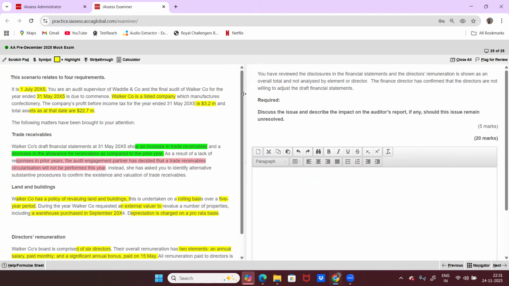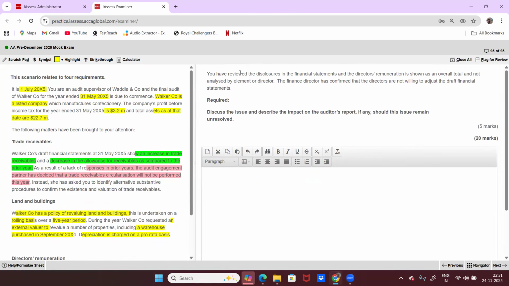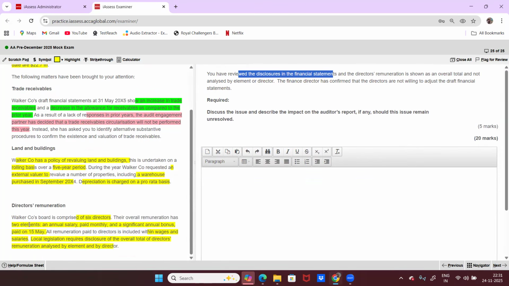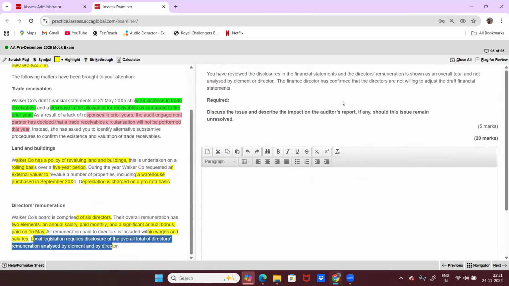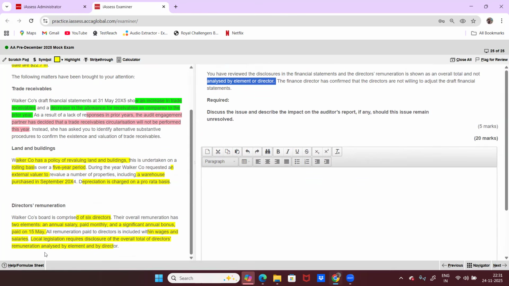Let's read. Okay. You have reviewed the disclosures of the financial statements. So they said that we have to have a disclosure. So now you have reviewed, and the director's remuneration is shown as an overall total and not analyzed by element or director. So they have not technically followed this particular requirement, which is a red flag. The finance director has confirmed that the directors are not willing to adjust the draft financial statements. So now they are also not going to adjust. So now they're saying describe the issue. Okay, wait. Pause.